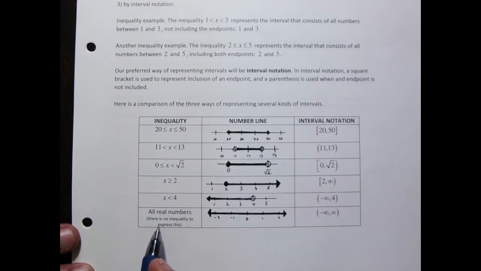If we want to represent all real numbers, there's no inequality way to write that down. You could shade in the entire real number line. In interval notation, we write parenthesis, minus infinity, comma, infinity, parenthesis.